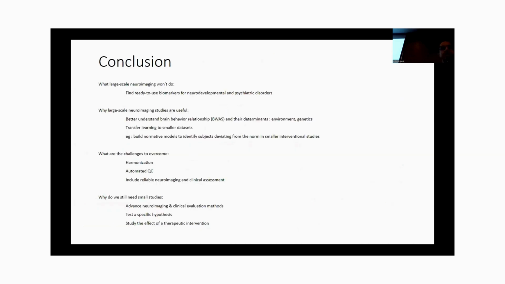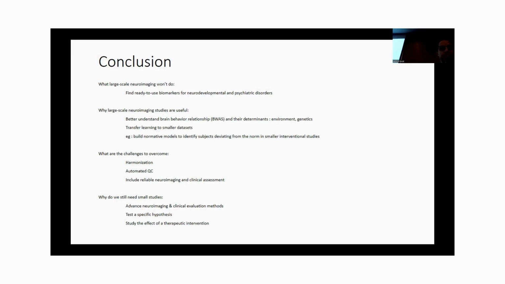So to conclude, I don't think that large-scale neuroimaging cohorts are going to be able to provide ready-to-use biomarkers for neurodevelopmental and psychiatric disorders. I think it's only a tool, and in itself, it's not going to have a direct clinical translation. But I think that those are useful to understand the association between brain and behavior and also their determinants. And maybe also, with approaches such as normative modeling, to transfer this information to smaller data sets when you're trying to implement a therapeutic strategy.